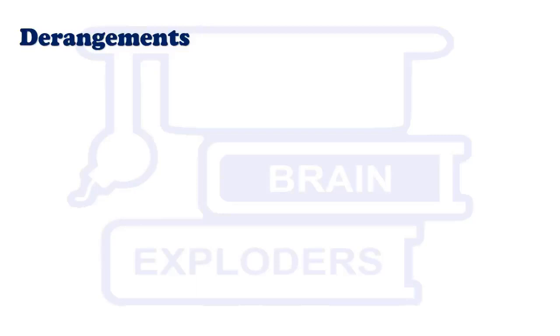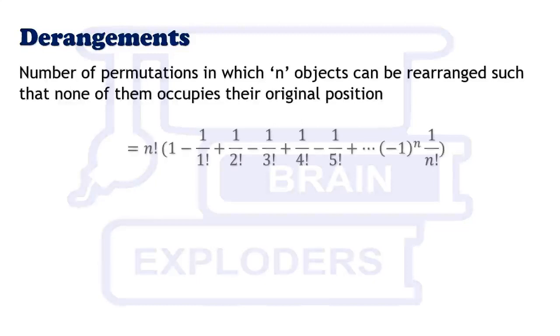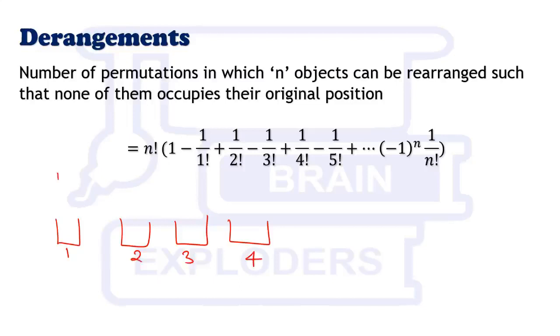Number of derangements means the number of permutations in which n objects can be arranged such that none of them occupies their original position. Suppose there are some envelopes numbered 1, 2, 3, 4 and there are some cards on which there are numbers 1, 2, 3, 4. You have to put the cards in the envelopes such that the number on the card and the number on the envelope should not match. Means 1 can go in 2, 3 or 4 but not in its original position.